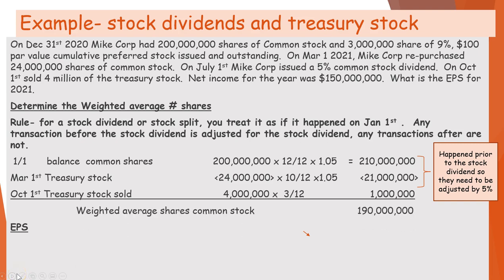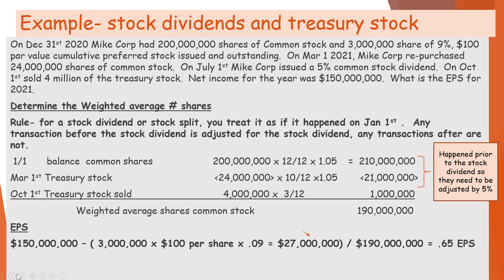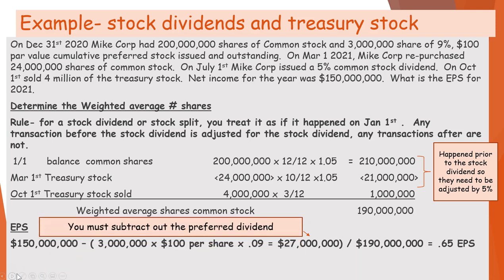This is our weighted average shares of common stock. And then we're going to take net income minus the preferred dividend divided by 190 million shares. Let me fix that. So that's 190 million shares. That gives you 65 cents for earnings per share.